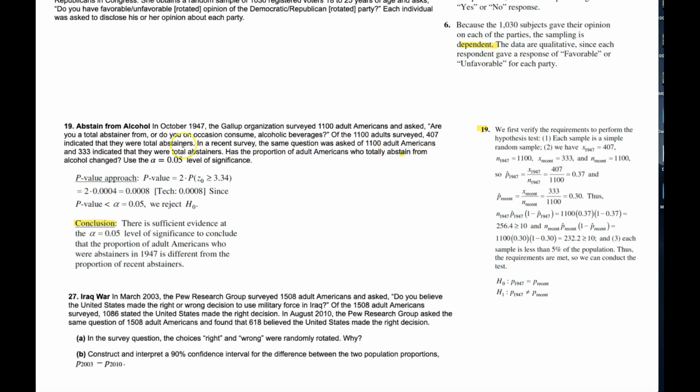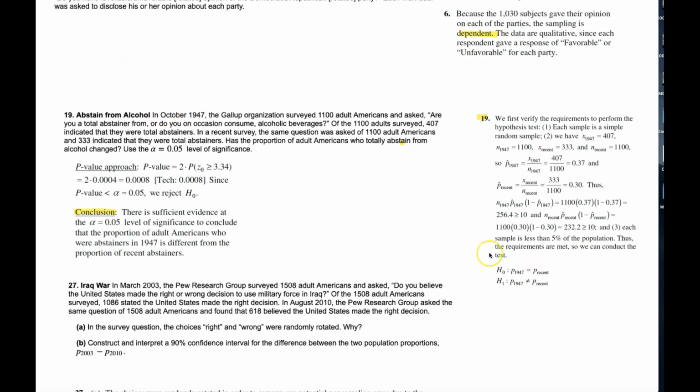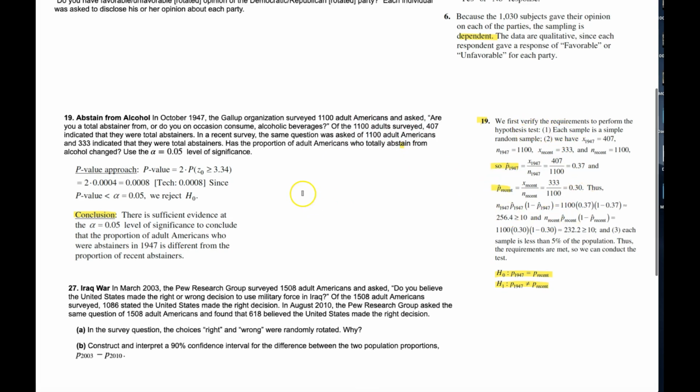And again, we're comparing that to the original survey. So looking at the null hypothesis in this case, that's been indicated right here. You're checking whether the proportion of people from 1947 is equal to the proportion of people who abstain in the present time. And so you have those two samples to compare. So it's a 2 sample. You can see the 1947 and then the recent. And then, of course, you have to check requirements for any of that.